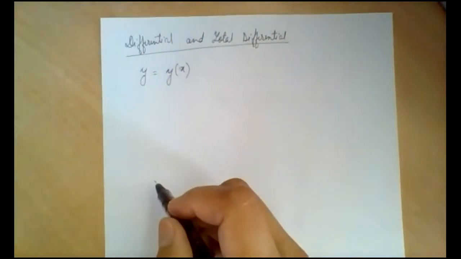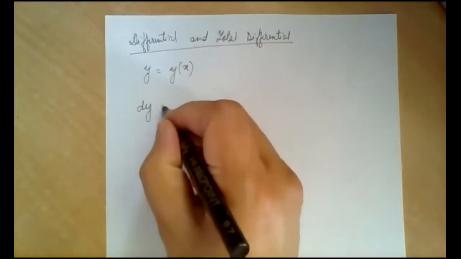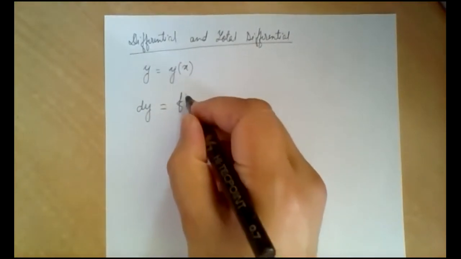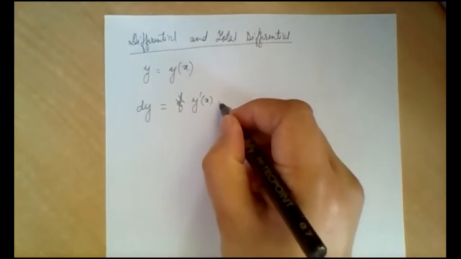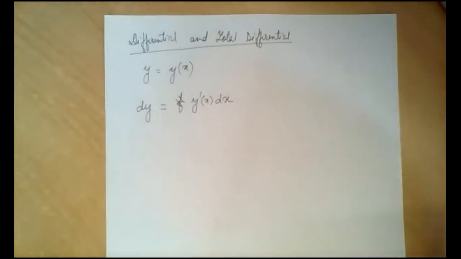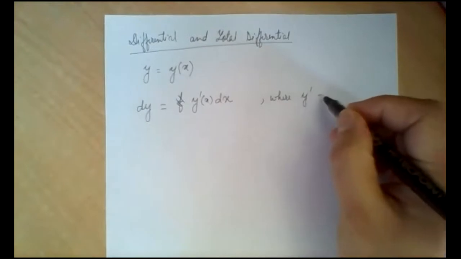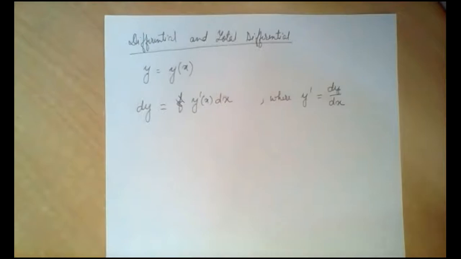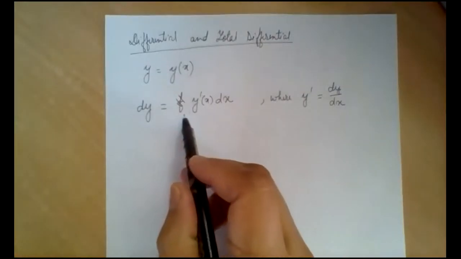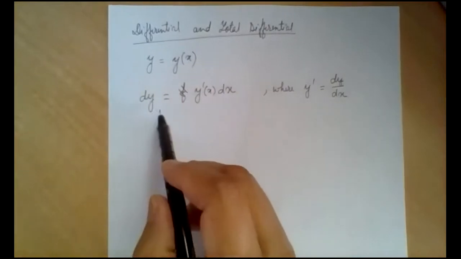For a function of one variable, we already know that dy is equal to f prime of x times dx, where y prime is equal to dy by dx. So this differential of y is nothing but y prime times dx. This is the differential of a function of one variable.